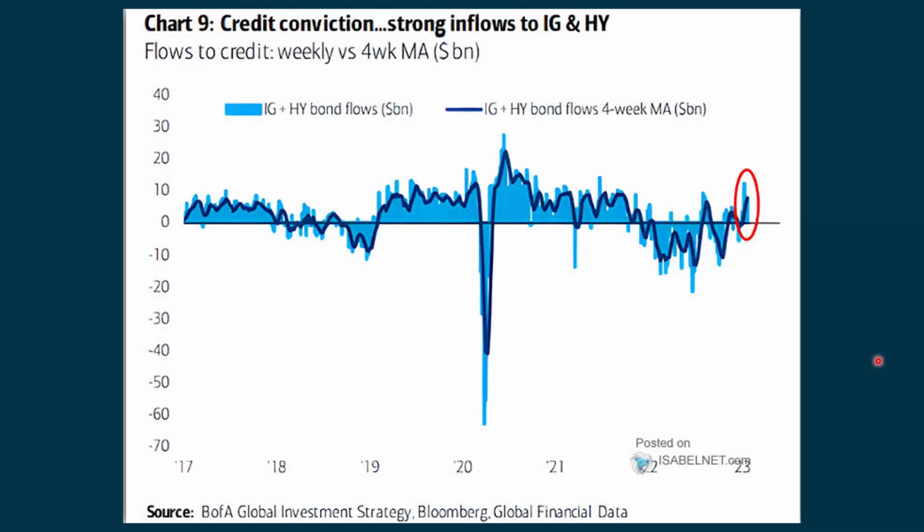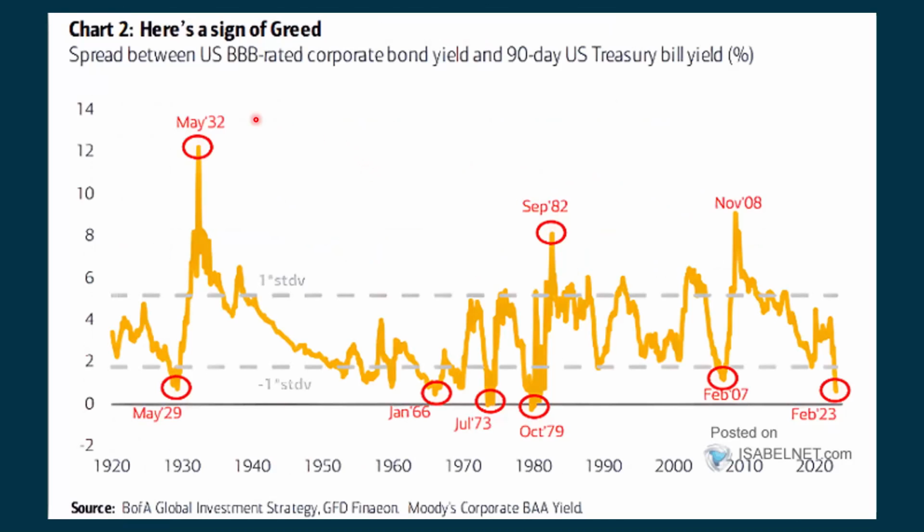Looking at bonds and interest rates, there's a lot of credit conviction right now. A lot of people are getting into investment grade and high yield bonds where they were completely out of favor in 2022. This chart says here's a sign of greed. It's the spread between the triple B rated corporate bond yield and the 90-day U.S. Treasury yield. When this gets pretty low, this suggests that maybe they're overdoing it a little bit in the bond market.